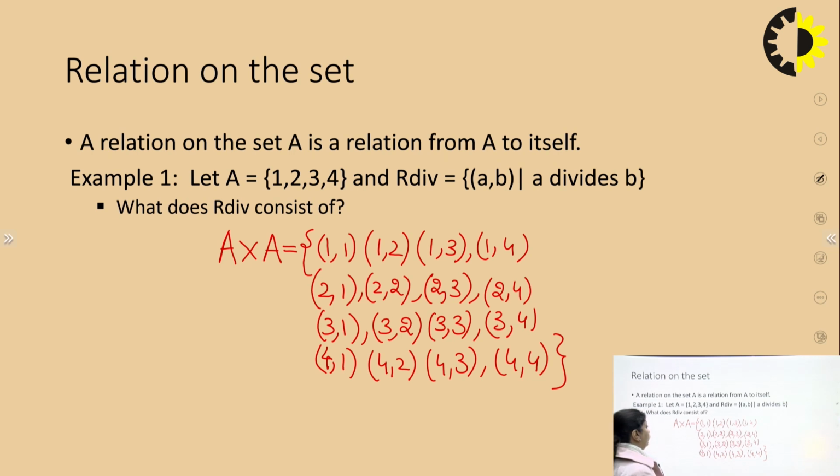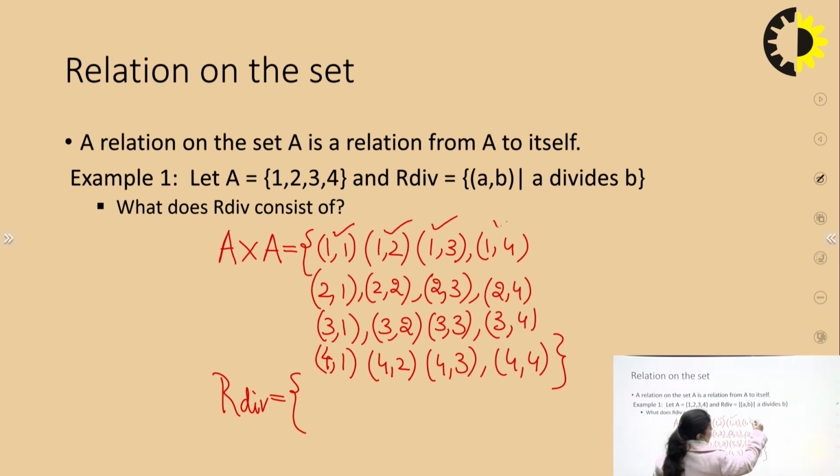Now I want to find out what will be there in my relation RDEV, and I already have the definition of RDEV as it will contain all the ordered pairs (A, B) if A divides B. So let's see out of these pairs which ones fit in the relation. 1 will divide 1, 1 will even divide 2, 1 will even divide 3 and 1 will divide 4. So all these 4 pairs will be in my relation: (1, 1), (1, 2), (1, 3) and (1, 4).